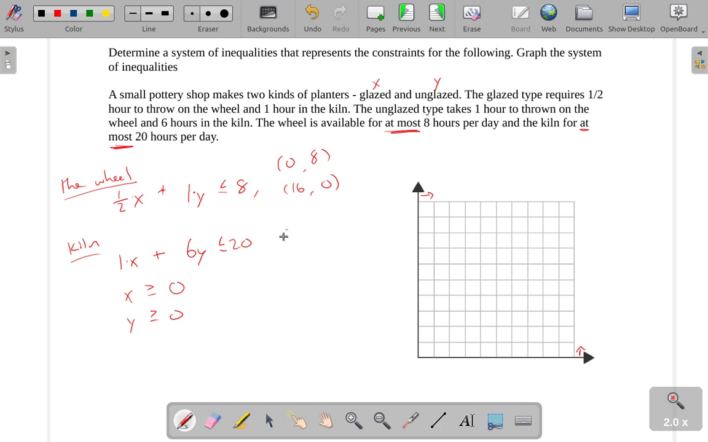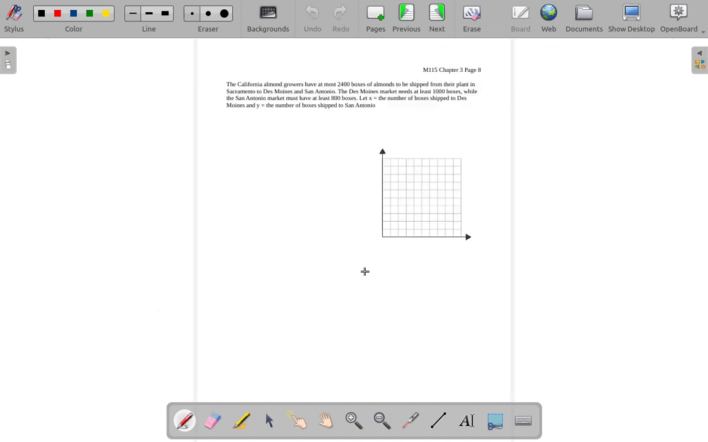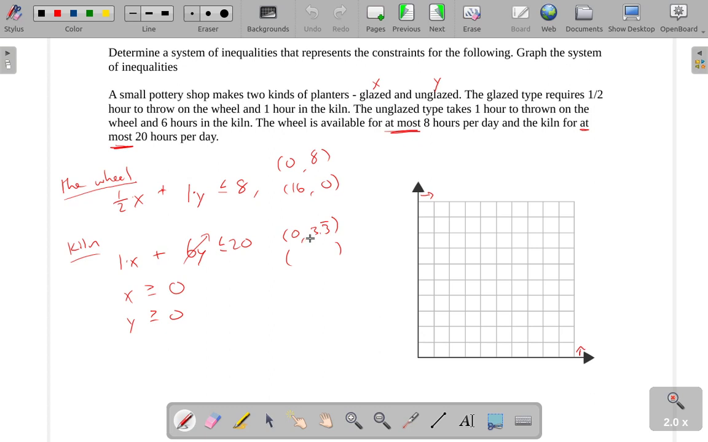For this one, I can do the same sort of thing. When x is equal to 0, I get 6y equals 20. Divide both sides by 6, which gives me 3 1/3, I suppose. 3.3 repeating. And then when y is equal to 0, that part goes away. I get 1x equals 20, which says that x equals 20. Yeah, whatever. I get 20, 0.